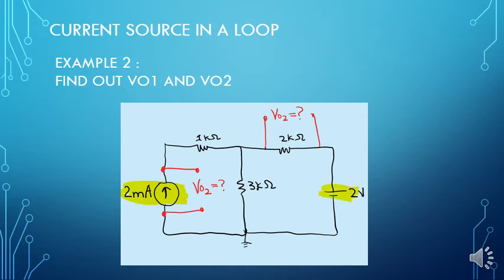And what is our target? What we have to find out is V out 1 and V out 2. This is our V out 2, the voltage drop across this 2 kilo ohm resistor, and the voltage drop from this end to this end of our current source, right? Now let's see how we are going to solve this kind of circuit.